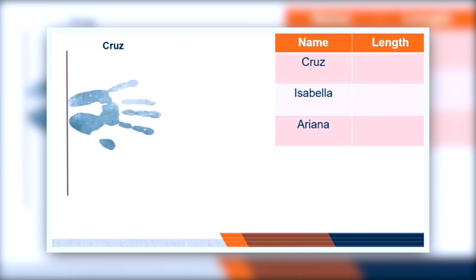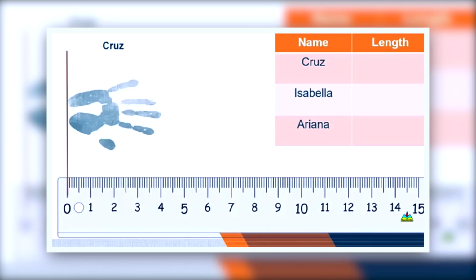So let's start with Cruz. Here is Cruz's handprint. Let's get our ruler out. What is the length of Cruz's handprint? Cruz's hand measures 4 inches. I'm going to go ahead and record that in my chart.